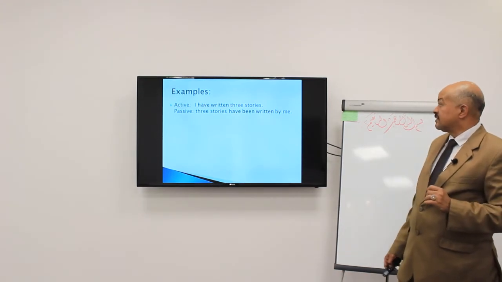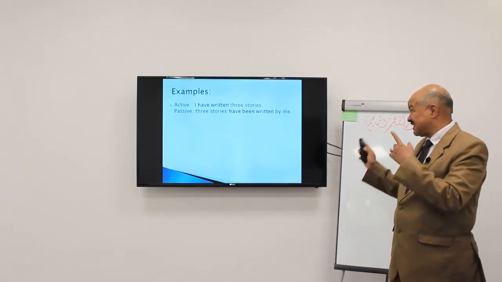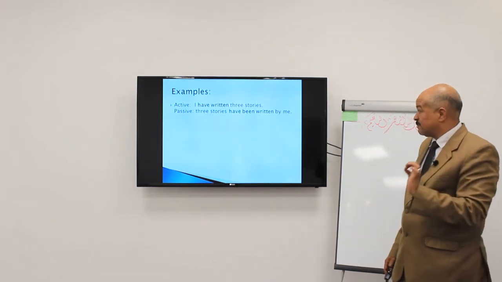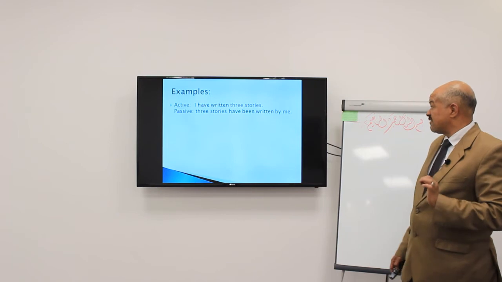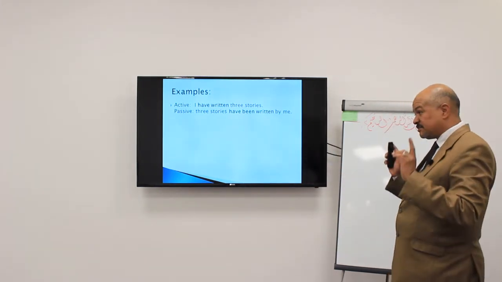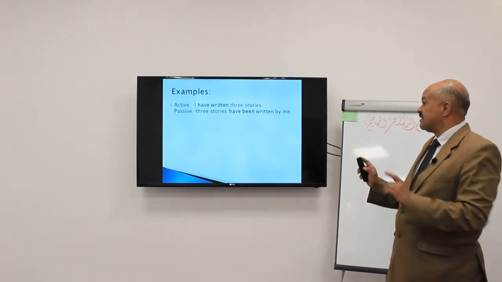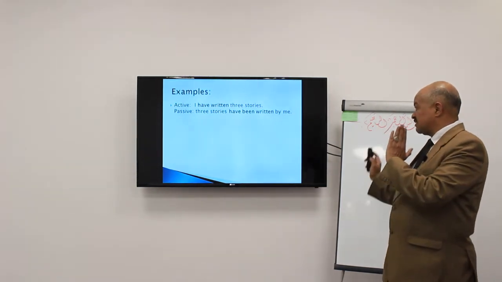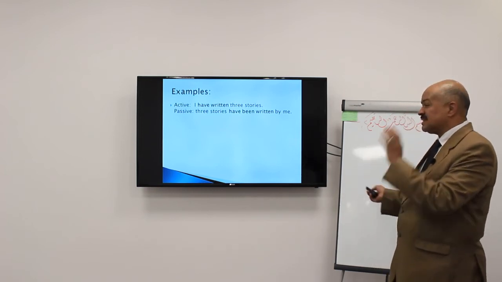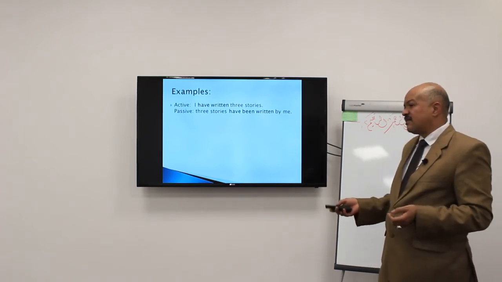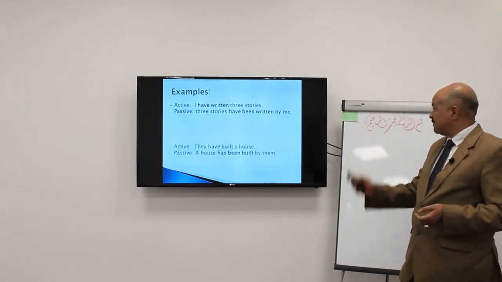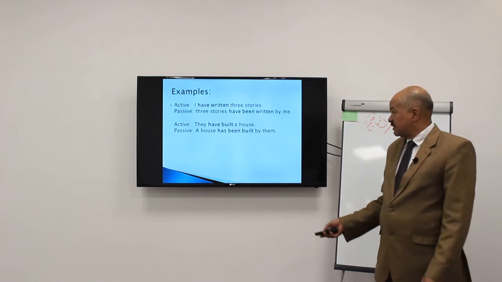3 stories. Then the passive: if you want to take the passive, the object of the active sentence is going to be the subject of the passive sentence, which is 3 stories have been written by me. So we take the object and it becomes the subject, and then with subject-verb agreement, 3 stories have, then we add been, and then the third form, by me. You can write by me and you can ignore it, it's not necessary. So the focus here is that it is not necessary to know who does it.